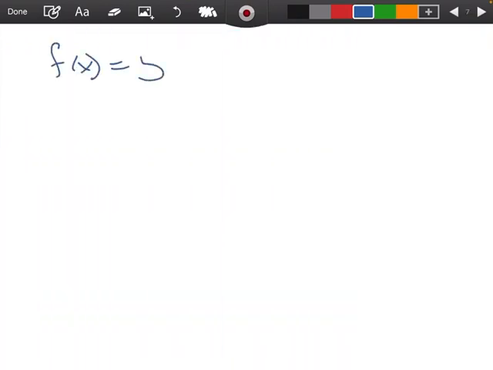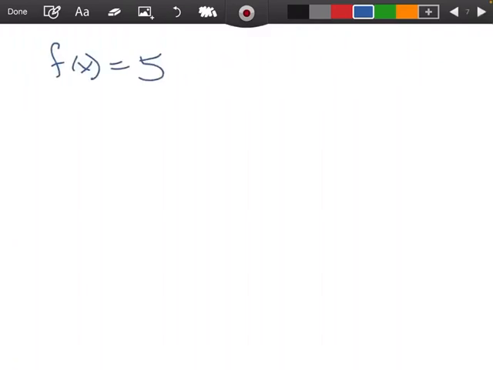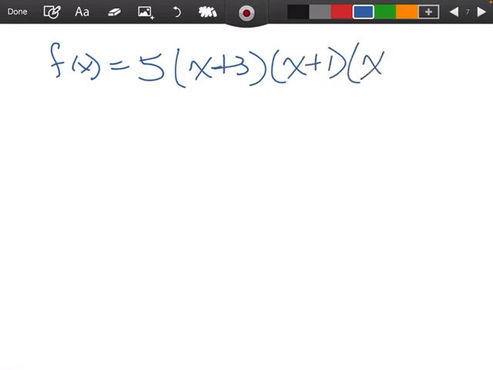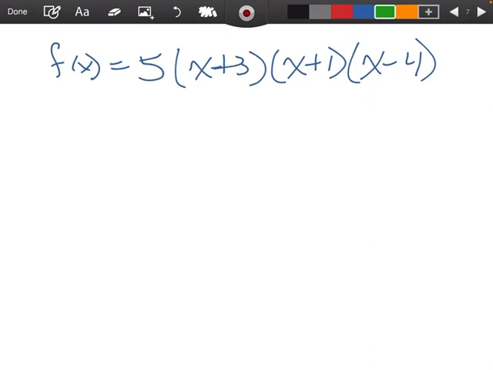So I'm going to write f of x equals 5, and then my factors are x plus 3, x plus 1, x minus 4. Okay, now I'm almost done. I'm going to come back over here. I want you to notice what they're telling me. They say, look, can we simplify our answer? And they do not want us to factor. And the issue that I have right now is that this thing is already factored out.